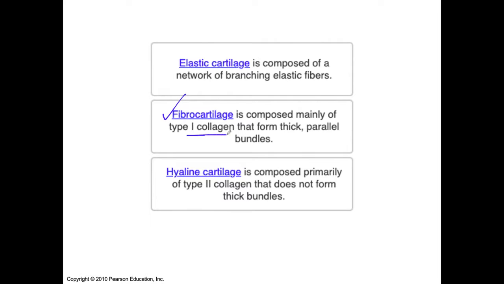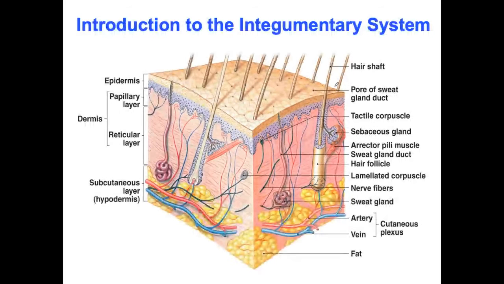Fibrocartilage is the strongest. You need type 1 collagen fibers. Those are thick, whereas hyaline cartilage is type 2, and these are not as thick. Just remember in the alphabet, A, B, C, D, E, F, G, H, I. So F comes before H, 1 comes before 2. Fibro is type 1, hyaline is type 2 collagen fibers. That's how you can remember that. And elastic cartilage is just made up of branching elastic fibers.